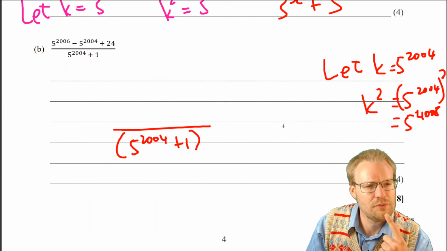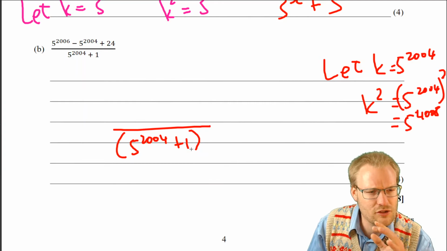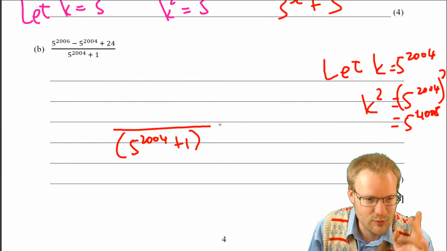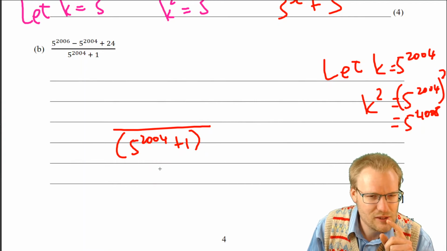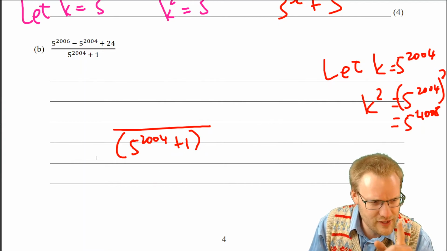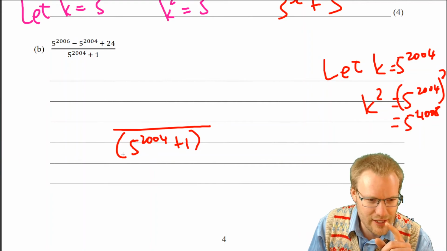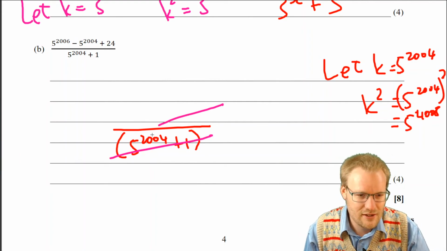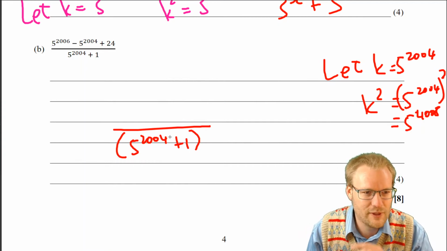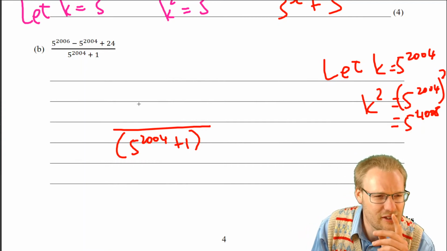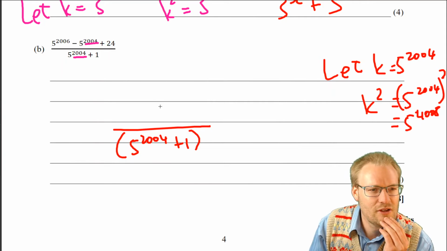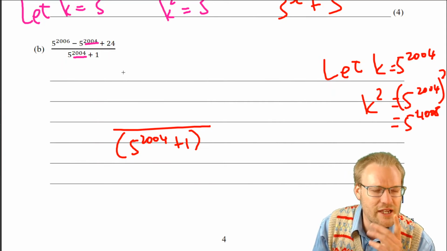So what to do? What does it look like should hopefully cancel somewhere along the way? Well, hopefully the question's constructed so that maybe this cancels with something on the top. So maybe there's a 5 to the 2004 plus 1 hiding somewhere in there. Well, there's a 2004 there, and there's a 2004 there. Now here there's no 5 to the anything.